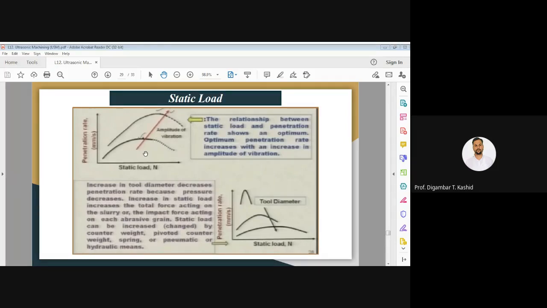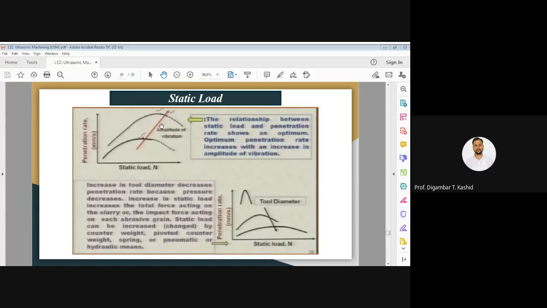But beyond a certain value of your static load, here you can see the dotted line, in both the cases of amplitude of vibration, because if the amplitude is different, then definitely the static load is going to be different. So in both cases of amplitude of vibration, the penetration rate is going to start decreasing. As amplitude of vibration increases, the penetration rate also increases. You can see the red arrow.